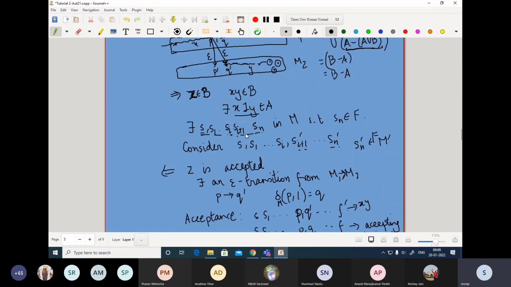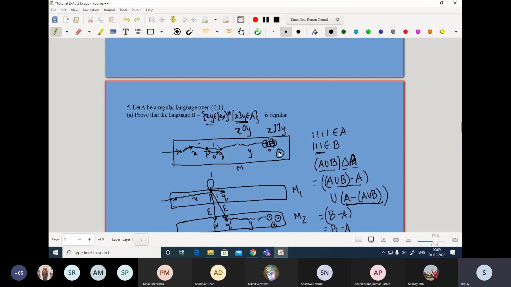One other comment I wanted to make. Somebody wanted to prove using this that if I have A union B to be regular and A to be regular, whether B is regular or not. So I want you to think about this. At some point, maybe in the next week, we will be learning about how to show whether a language is regular or not.